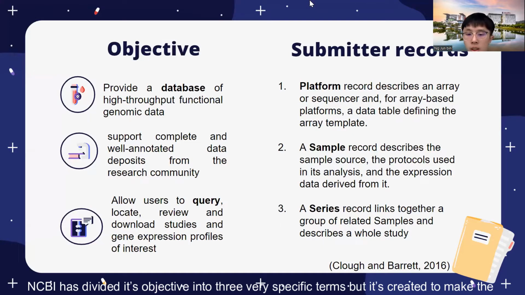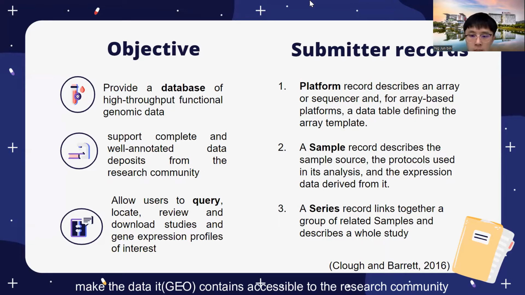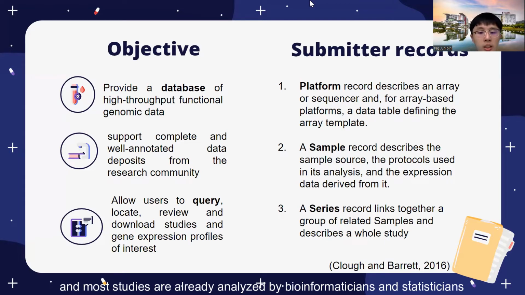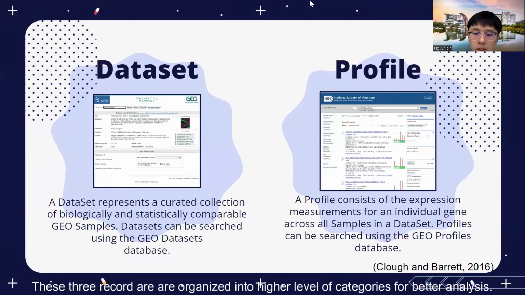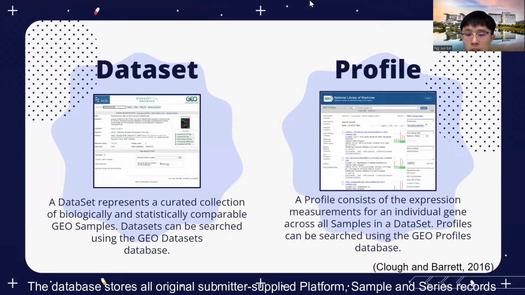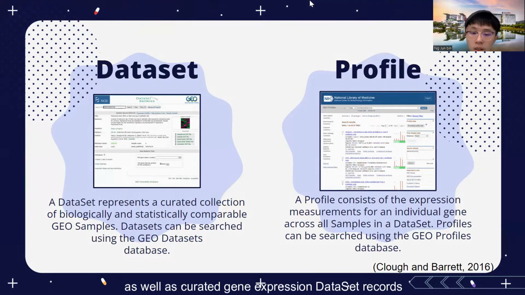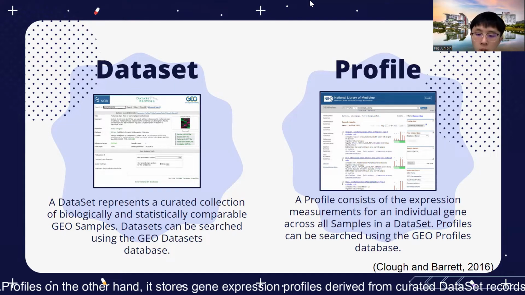NCBI has divided its objective into three very specific terms, but it was created to make the data it contains accessible to the research community, and most studies are already analyzed by bioinformaticians and statisticians. There are three submitted records, which are platform, sample, and series. So these three records are organized into high-level categories for better analysis. The database stores all original submitter-supplied platform, sample, and series records, as well as curated gene expression dataset records. Profiles, on the other hand, are gene expression profiles derived from curated datasets.